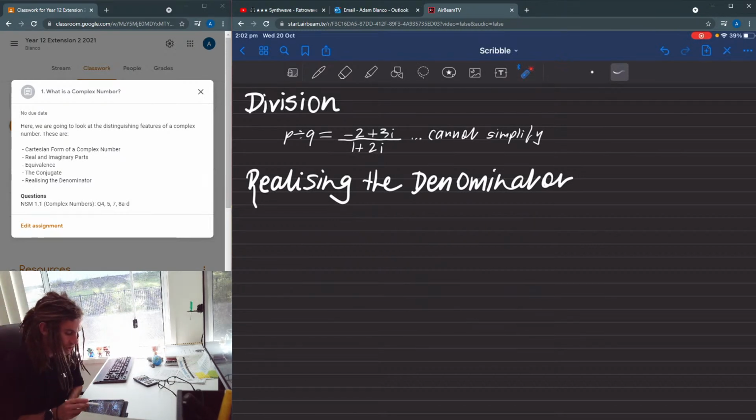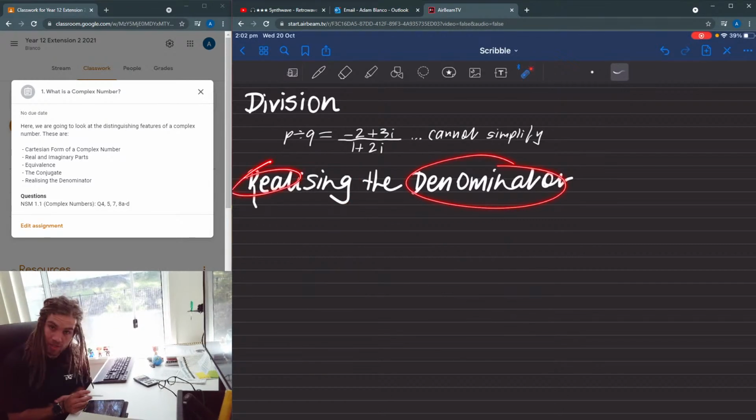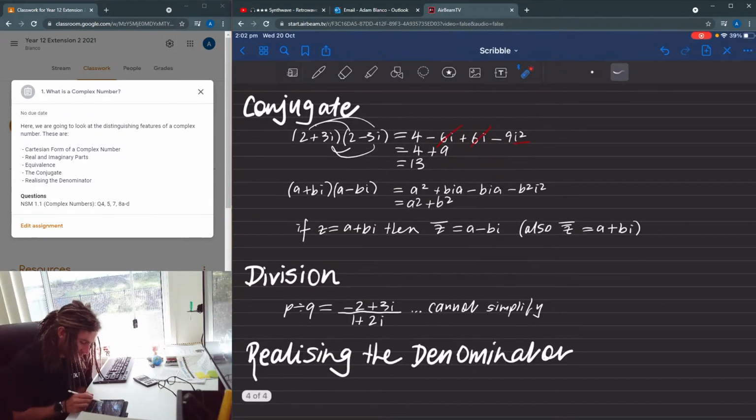Anyway, so it's the same thing with realizing the denominator. All you're doing is making the denominator real. So in this case, if I'm left with a denominator that has a 1 plus 2i on it, if I were to times that by its conjugate, then the denominator is going to become something that's real, which is what actually happened in this expression here.